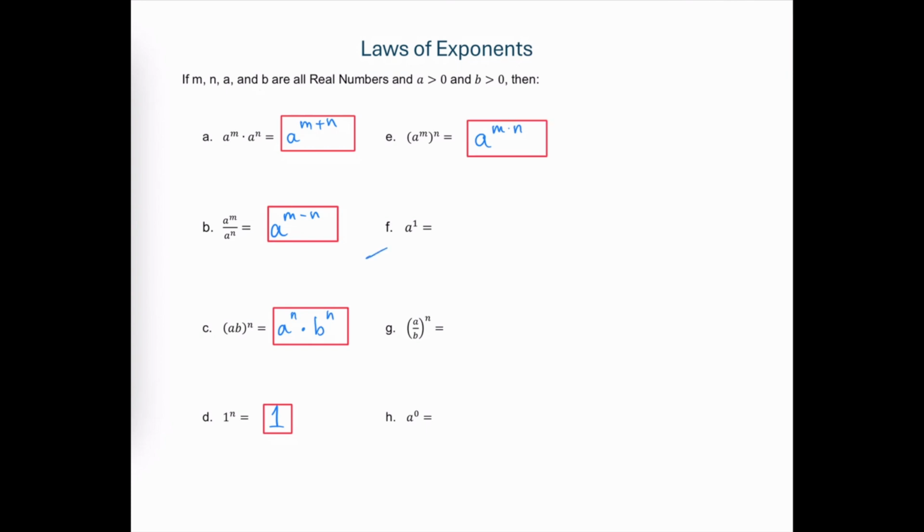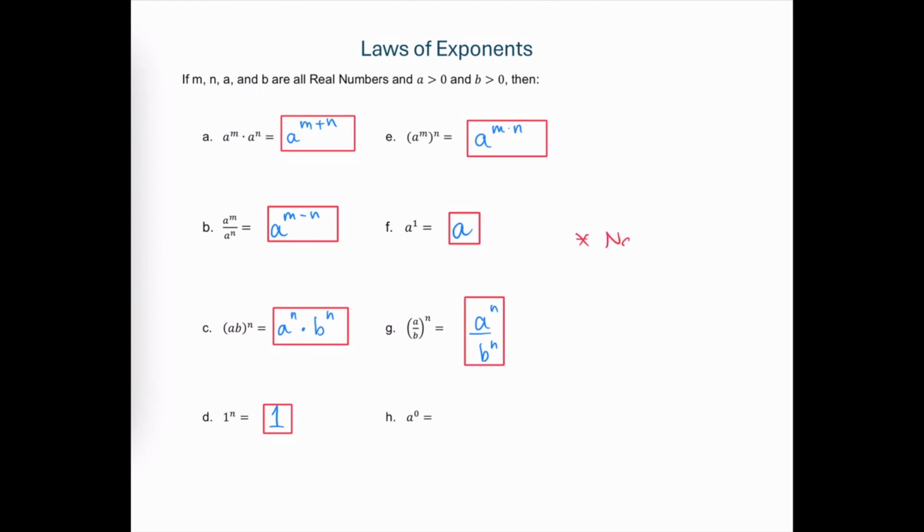In part F, we see that any number raised to the first power is going to yield that base of a. In part G, this is similar to what we saw in part C. When we have two things that are either multiplied together or divided, it is allowed for us to distribute a power over multiply or divide. So this is going to end up being a to the n divided by b to the n.